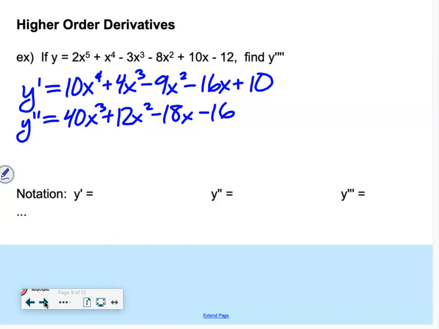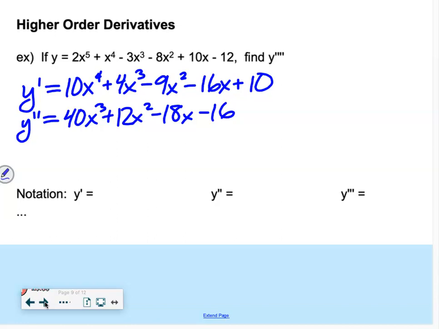Yes, sorry. So what does this tell us? In context, the easiest context that we have used so far that you know of is if y represents position, y prime would be the rate of change of the position, which is the velocity. Y double prime would be the rate of change of the velocity, which is called the acceleration. Right?